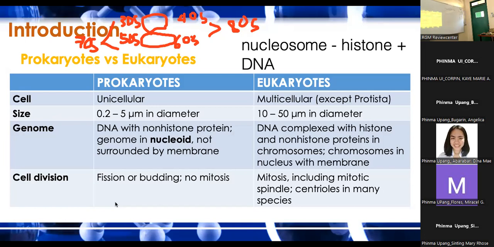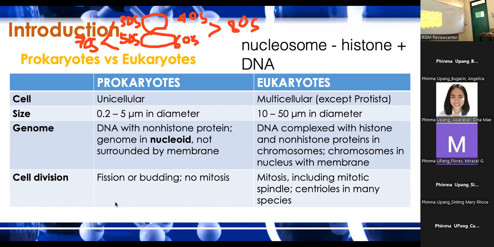So for eukaryotes, aside from mitosis, meron din siya, of course, na meiosis naman. Meiosis wherein haploid cells are produced. Sa mitosis, diploid cells pa rin naman yung produce. It's the same as the mother cell. Pag meiosis, haploid cells yung produce.